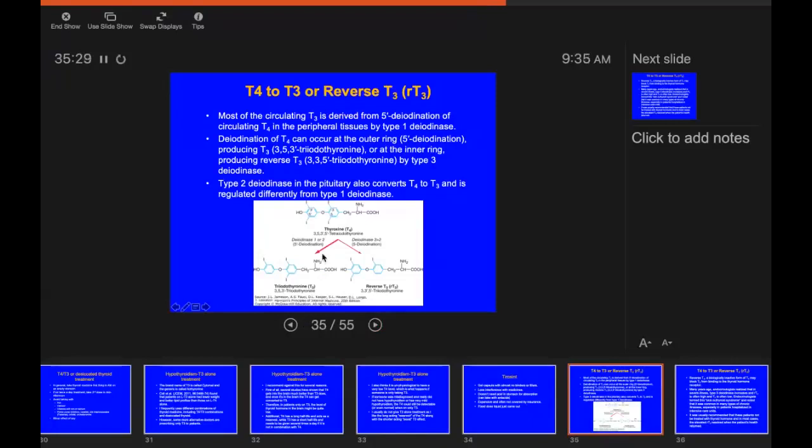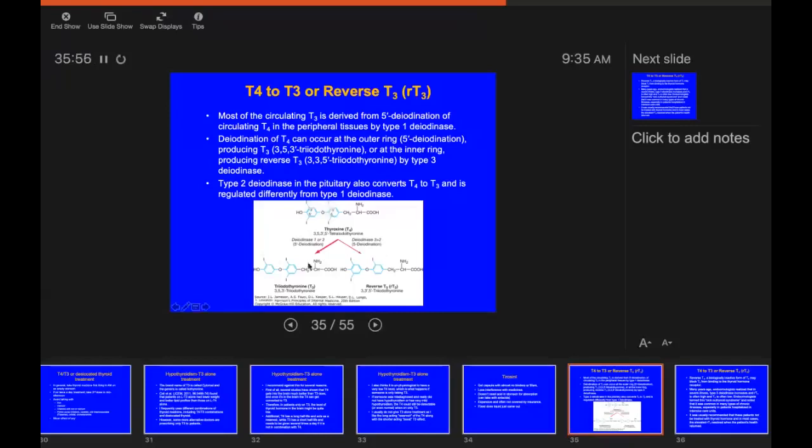It can do it at this outer ring. It takes off the iodine from here, the outer ring, or I could take it off from the inner ring. So you can either lose one of these two iodines here or one of the two iodines here. It's called T4 because it has 4 iodines. You can either lose the one from here or lose the one from here. If you lose it from the inner ring, you get reverse T3, down over here.